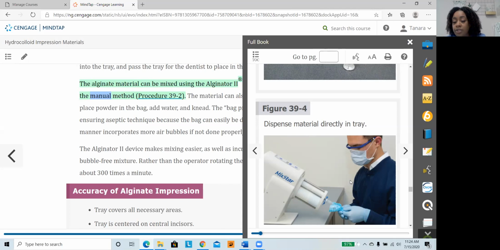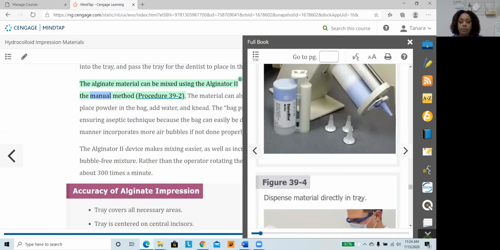What you're going to have to do, just as this assistant is, is load the tray and then bring it into the patient's room and have them bite in the tray. So that's a little easier. Some offices, like I said, provide that and not all of them do. Some of them prefer mixing it right then and there. It's just your doctor's preference.